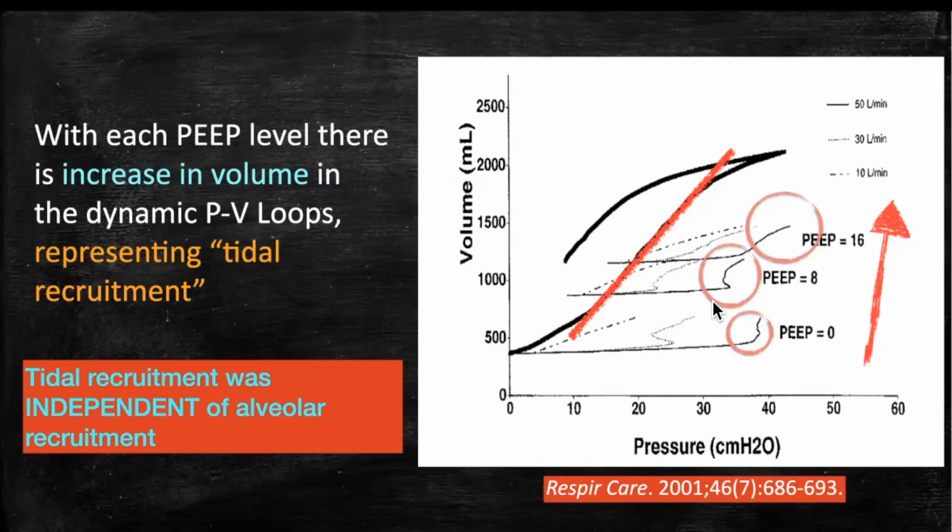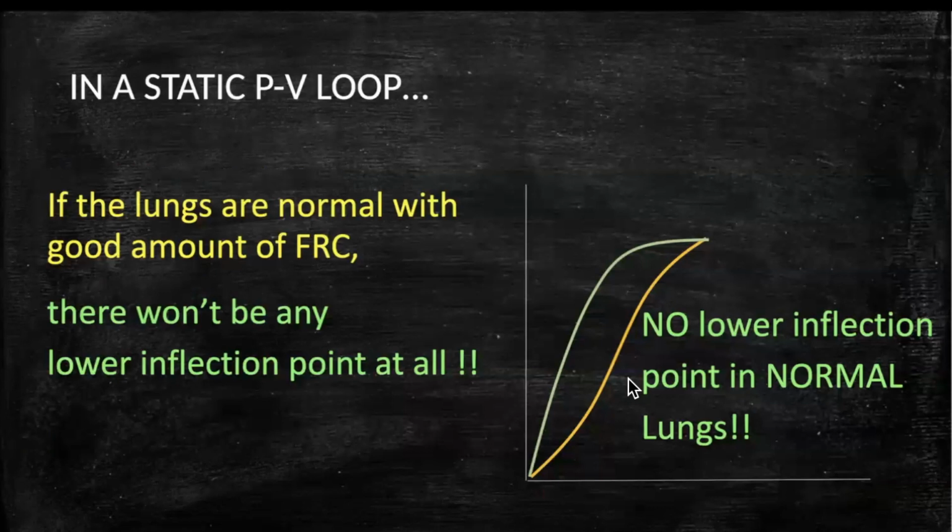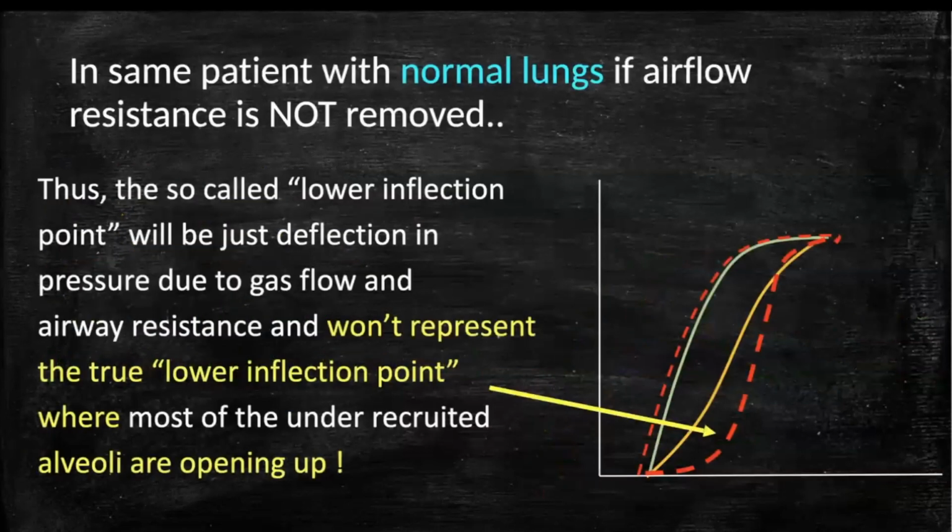So tidal recruitment is different from alveolar recruitment, and this can be seen through this study, and you can actually measure end expiratory lung volumes by special techniques also to find out whether it is tidal recruitment or actual alveolar recruitment. So what we are seeing now is there is no inflection point in our normal PV loop in most of the cases, because of the normal flow which we see in normal ventilation, and if the patient is spontaneously breathing, you get this kind of a pseudo lower inflection point.